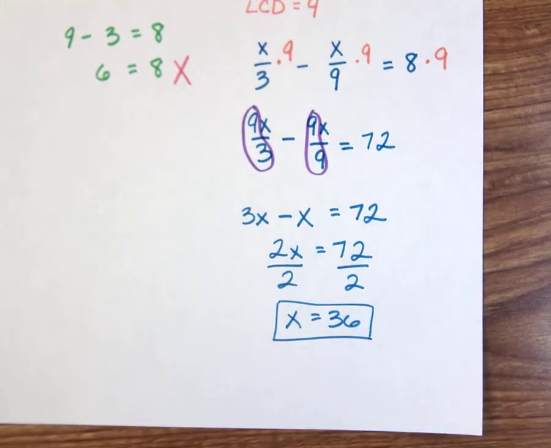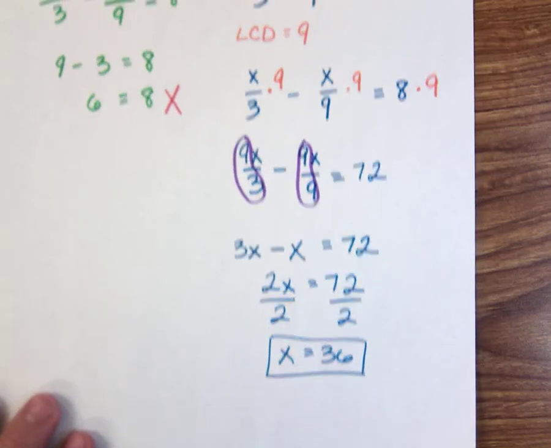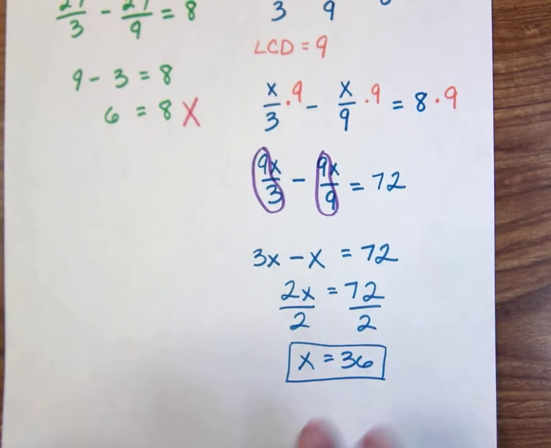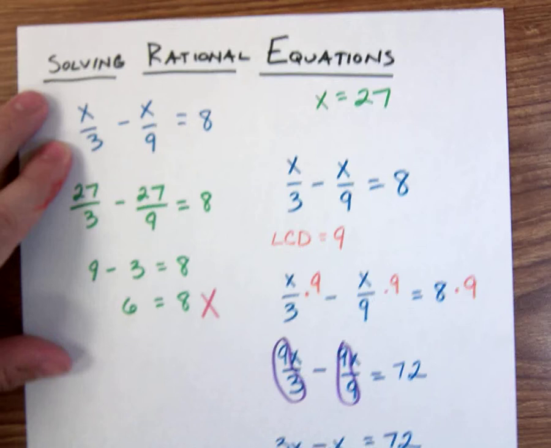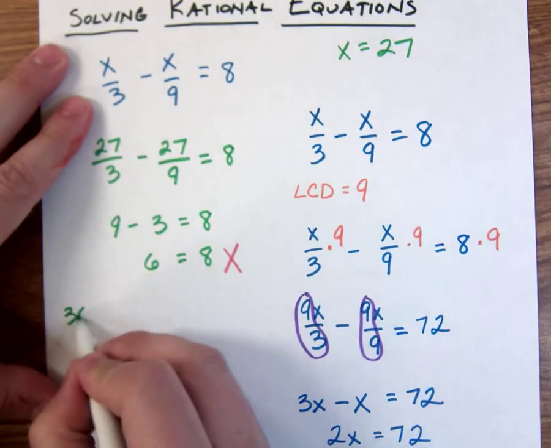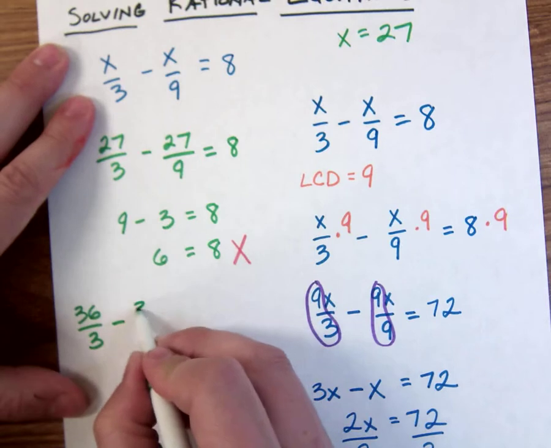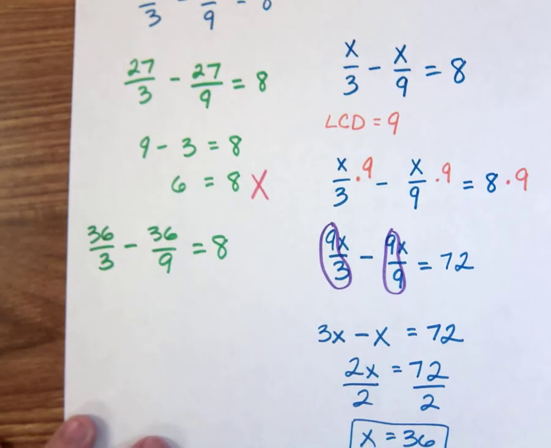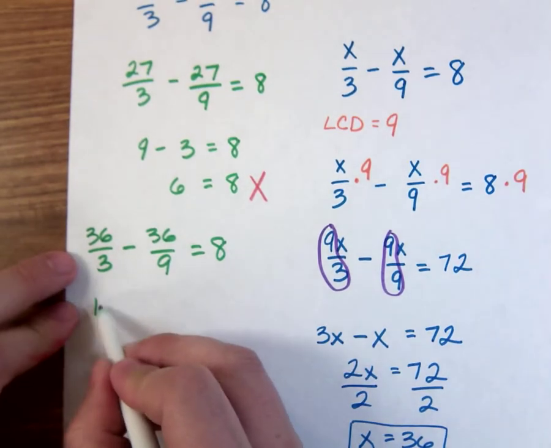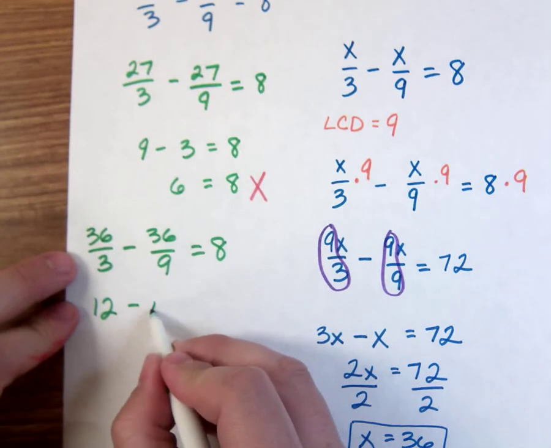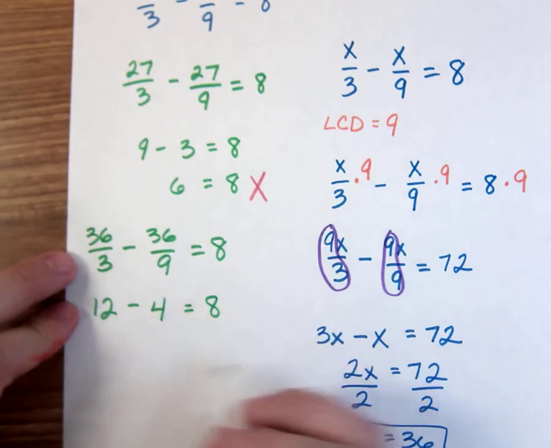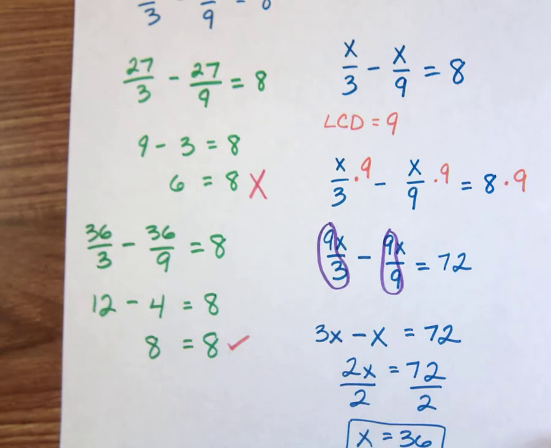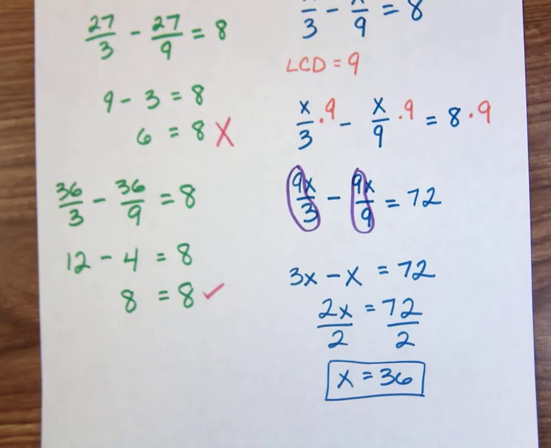Now, way back at the beginning, I tried 27, and 27 didn't work. It didn't work because I just pulled 27 out of thin air. Let's see if 36 will work. So back to the original problem here. I'm going to replace the x's with 36. So I'm going to do 36 over 3 minus 36 over 9 equals 8. 36 divided by 3 is 12. 36 divided by 9 is 4. And 12 minus 4 is 8. Hey, what do you know? Lord have mercy. 8 does equal 8. It's a miracle. So that tells me 36 is the correct answer.